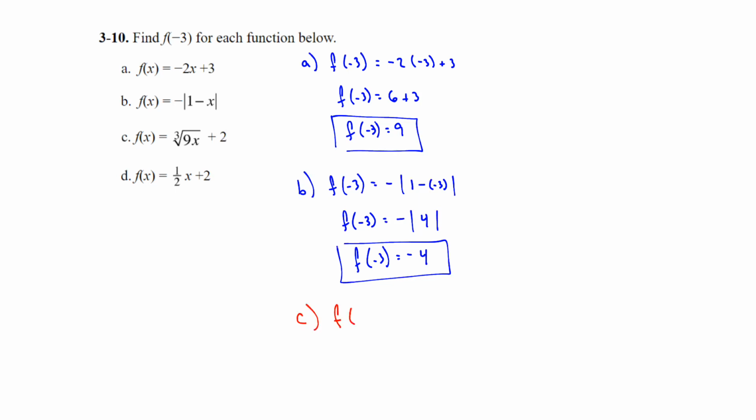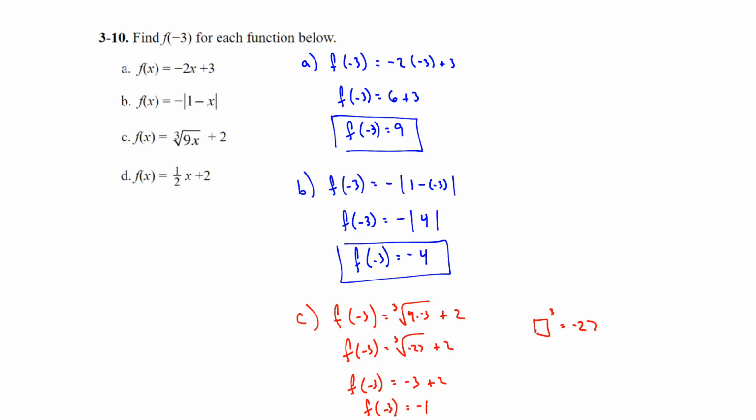Alright, C, f of negative 3 is equal to the cube root of 9 times negative 3, and then plus 2 on the outside. So we have the cube root of negative 27 plus 2. And the cube root of negative 27, remember, you're asking yourself, what number raised to the third power is negative 27? And so that would be negative 3. And negative 3 plus 2 is negative 1. So f of negative 3 is negative 1.